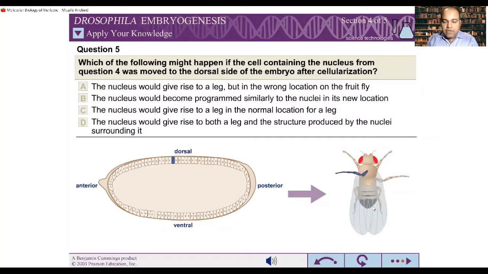See this. So there would be a leg which would be produced over the thoracic part of the Drosophila melanogaster. Drosophila melanogaster के thoracic part के ऊपर leg का development हो जाएगा. This is how leg development will take place.